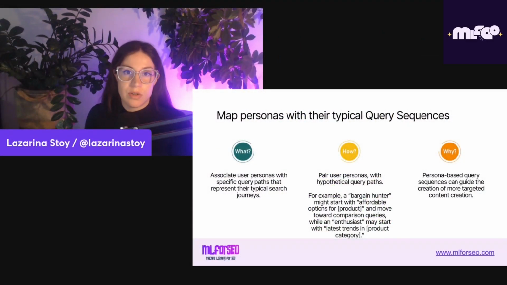And these two target personas, based on their searches and the information that you're serving to them, would require a slightly different tone of voice with regards to the content that you're serving to them, and maybe even featuring different product characteristics to actually entice them based on their personalized profile, based on the persona. And why you might do that is because persona-based query sequences can guide the creation of more targeted content, essentially.